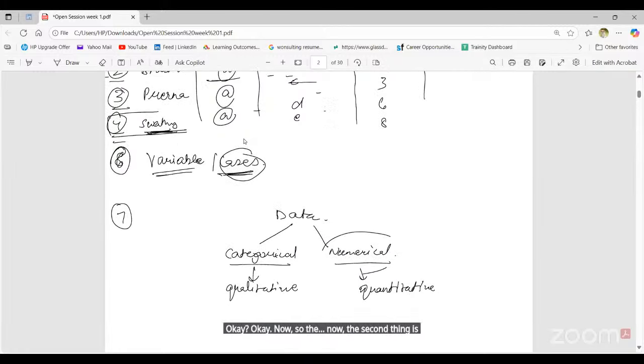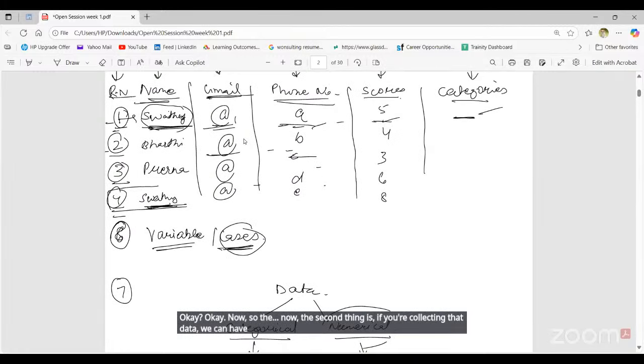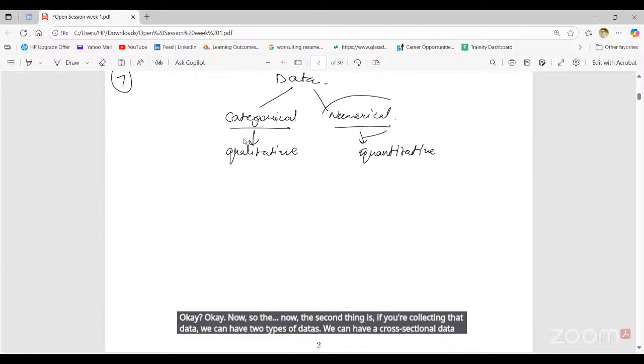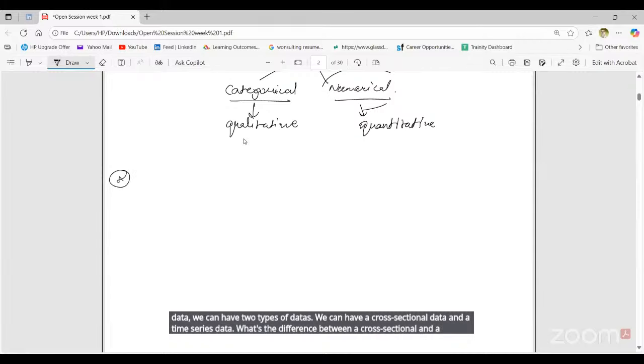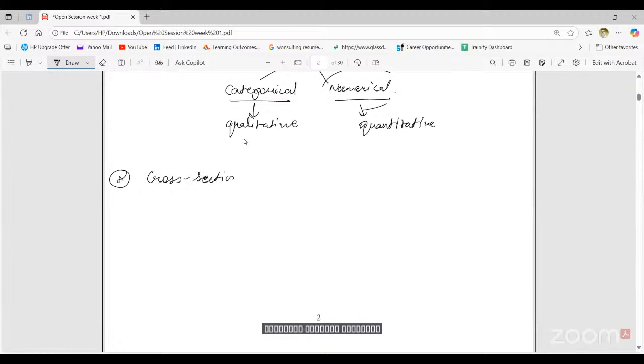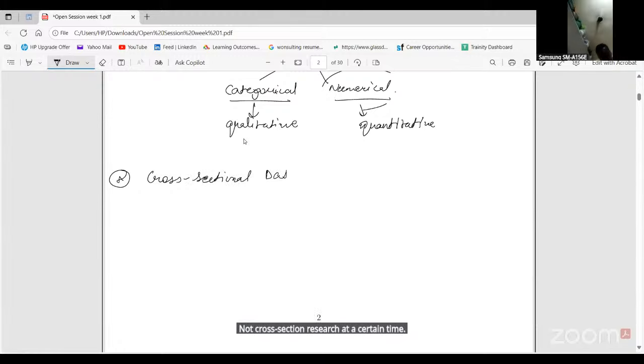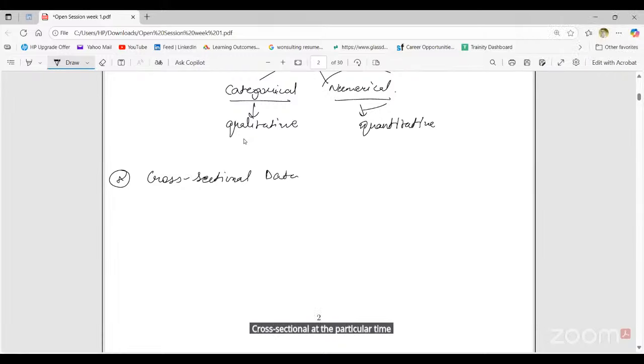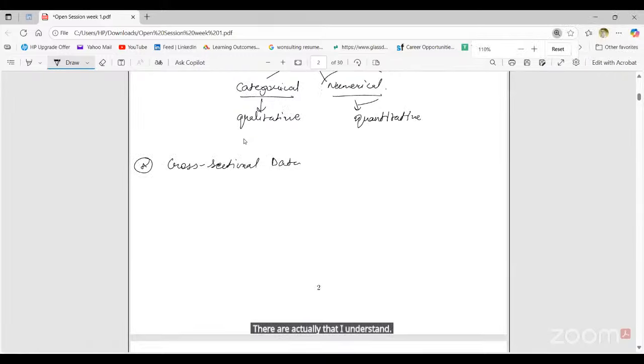Now, the second thing is if we are collecting that data, we can have two types of data. We can have cross-sectional data and time series data. What's the difference between cross-sectional and time series data? Cross-sectional is at a point of time, and time series is over a time interval. Data observed at the same time. Snapshot of data.